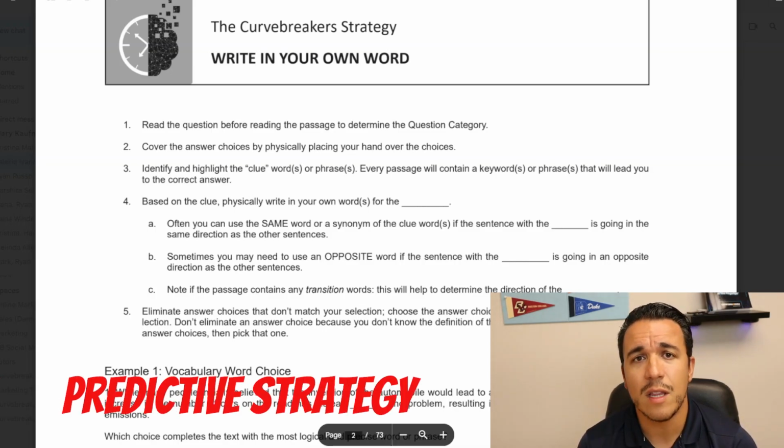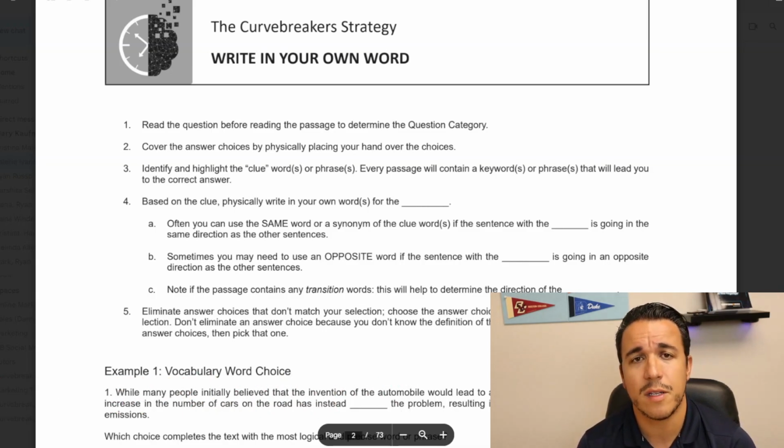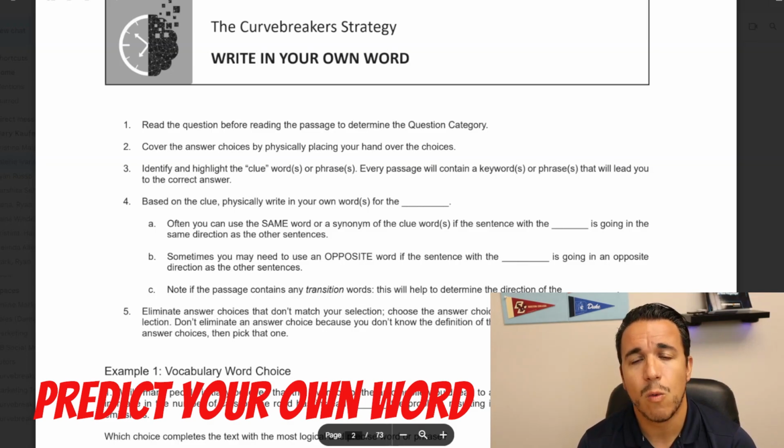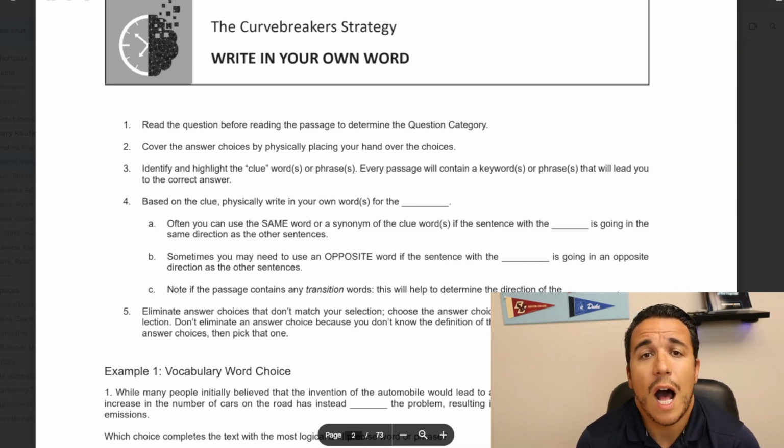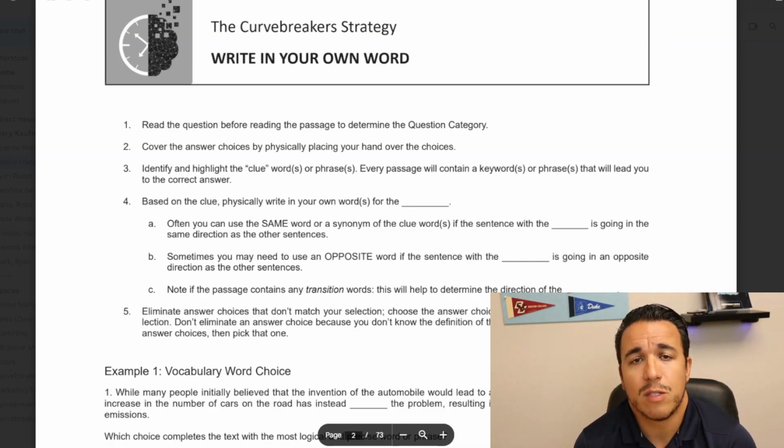You need to read the prompt and understand what they're trying to say. You need to predict your own word for the blank. Now that is the key to the strategy. Instead of just utilizing their words, you need to think of what word would I put here. That's in a nutshell the most powerful thing you can do.